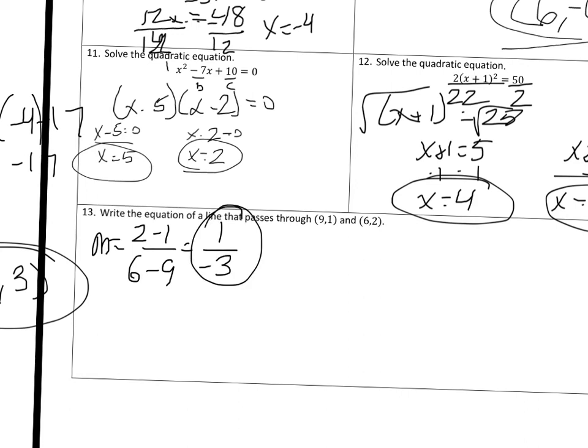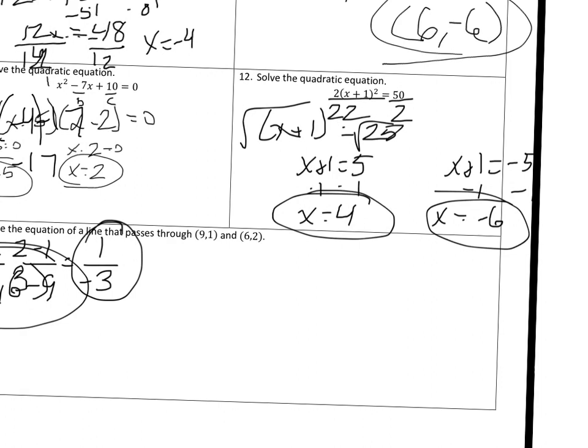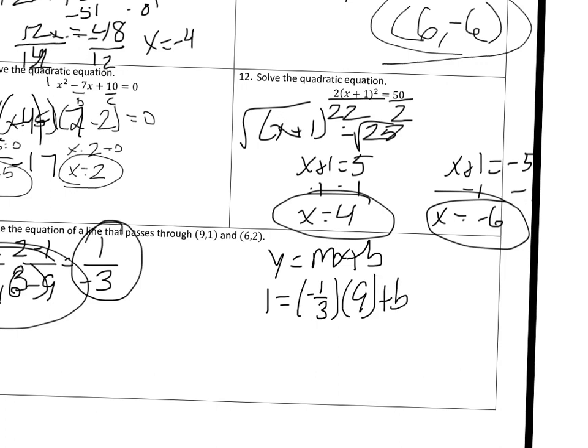Now I need to take that with one of my points and plug it into the formula y equals mx plus b, because I need to solve for b. I have a slope, negative 1/3, and I have 2 points. Let's pick one. Let's pick the first one, 9, 1. Well, 1 is the y value, so that's going in for y. m is my negative 1/3. And 9, for that same point, is my x value. So let's solve for b.